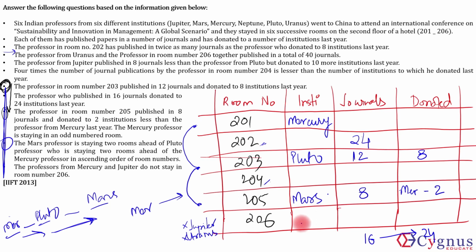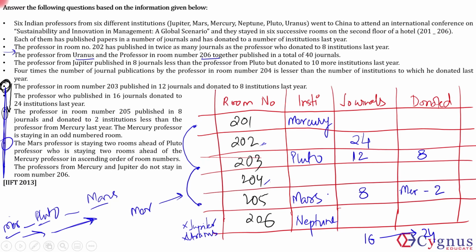So who will be 206? Now what is left is Neptune, this will be 206. Jupiter could not be at 206, and here it is mentioned that Uranus is a different professor and 206 is a different professor, hence Uranus can also not stay in room number 206. So only Neptune will be able to stay in room number 206.